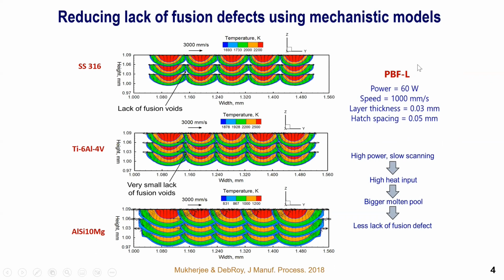For the same process parameters, inside the stainless steel 316, some unmelted regions remain, whereas for the casting alloy, aluminum silicon 10 magnesium, the overlaps are sufficient to not have any lack of fusion voids. In short, we know that higher power, higher heat input results in a bigger molten pool and reduces the lack of fusion defect. So one would think that it is okay to use a mechanistic model to alleviate this problem.